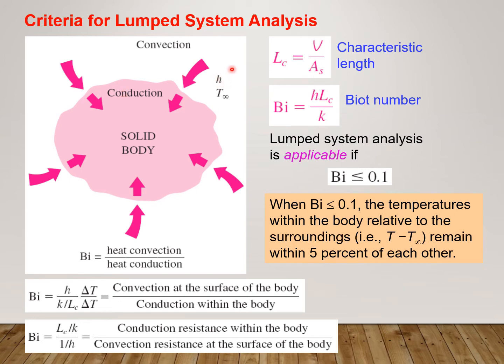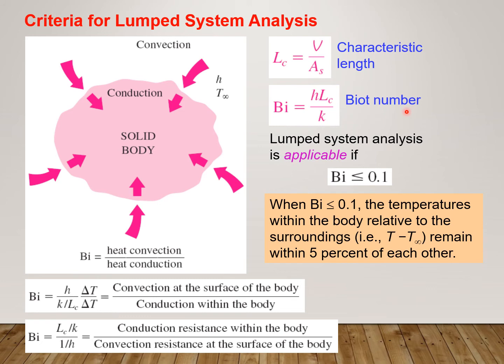So here we take small h, the temperature is T infinity, and the basic terms used in this chapter are characteristic length, which is denoted by LC, whose formula is equal to V upon AS, and the most important thing, the Biot number. What is Biot number? I will tell you about the Biot number.